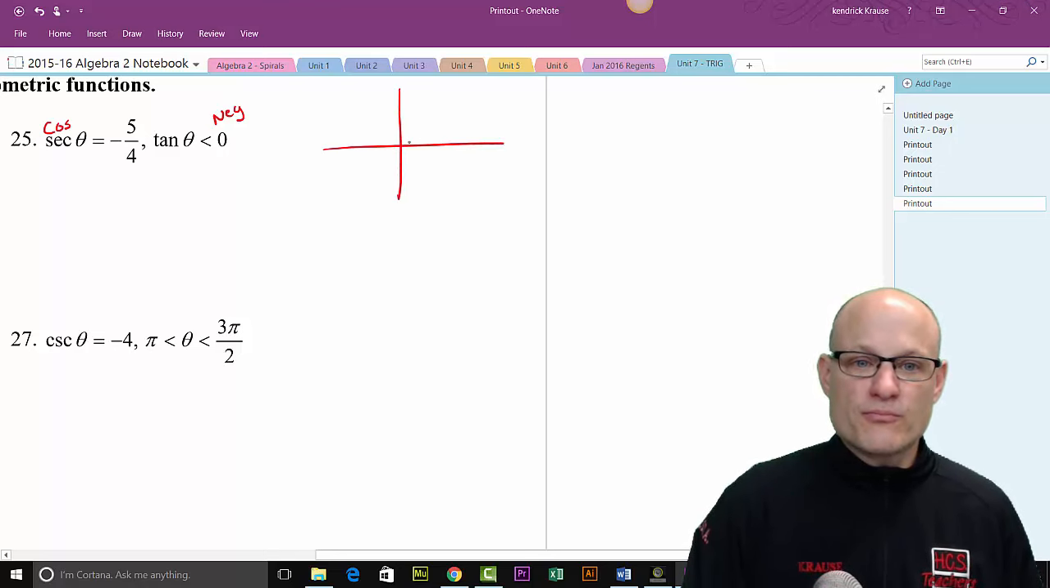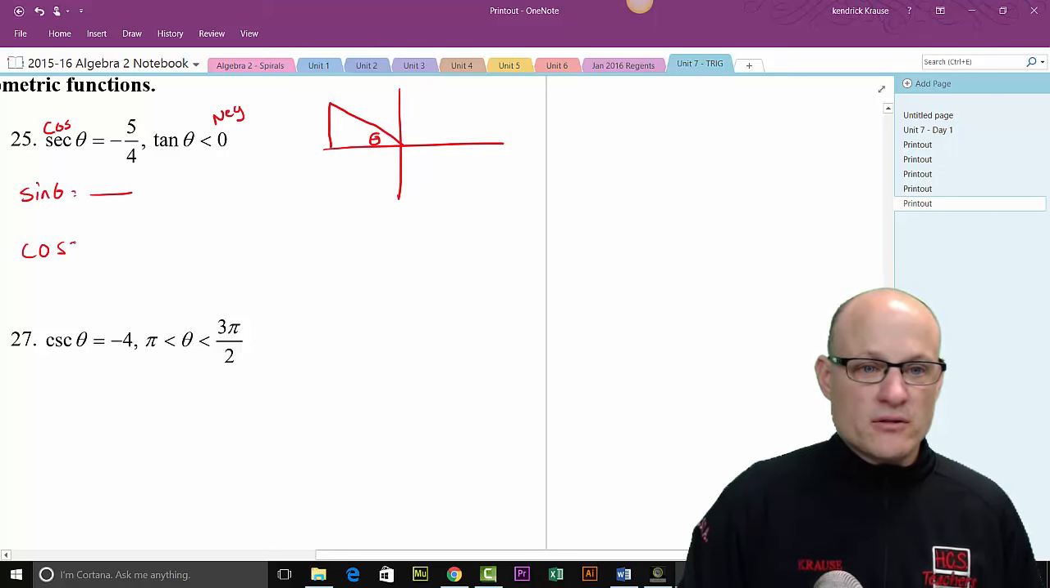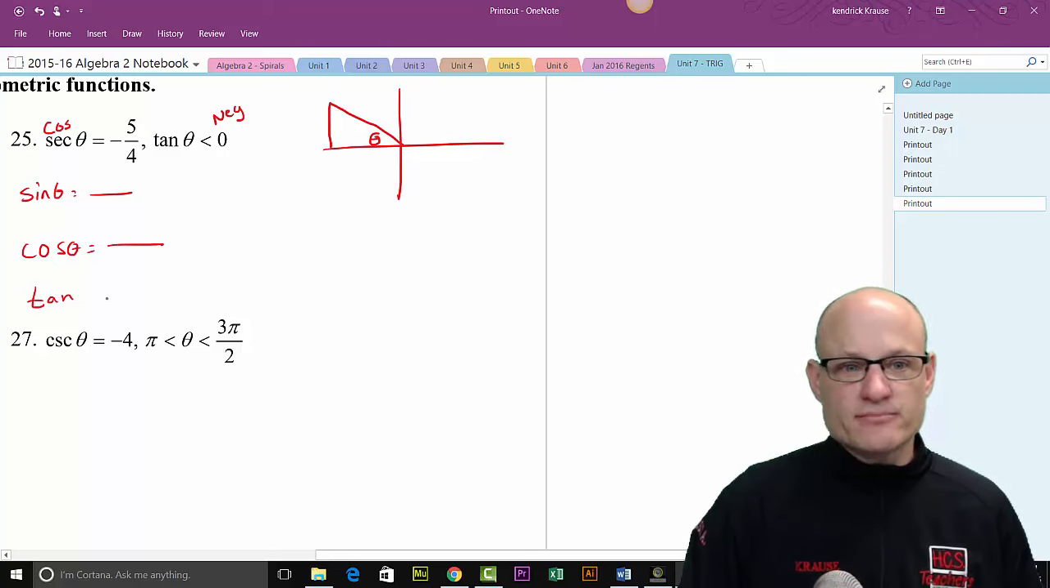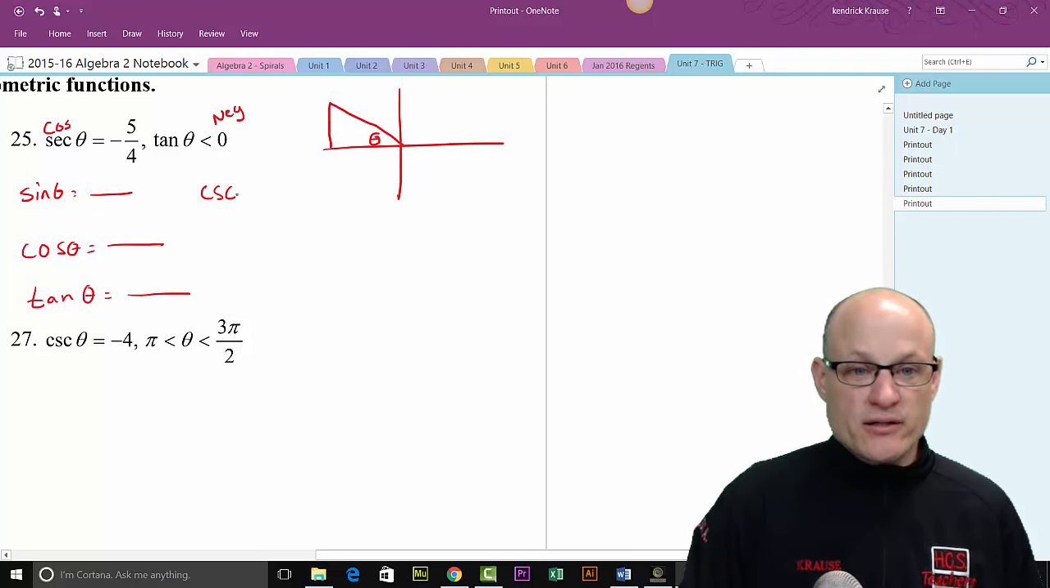There's my angle. So let me go over here. Sine of theta equals, cosine of theta equals, tangent of theta equals, I just like saying theta equals, cosecant of theta equals, secant of theta equals. Anybody else sick of that?